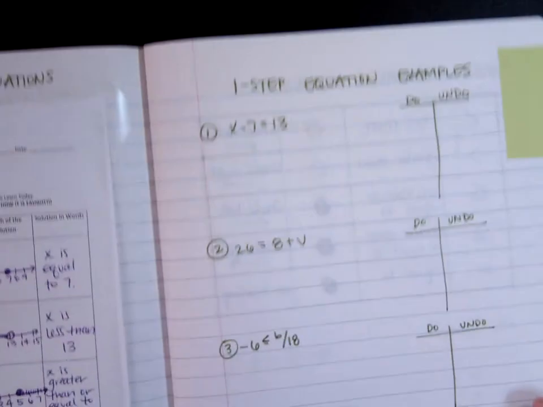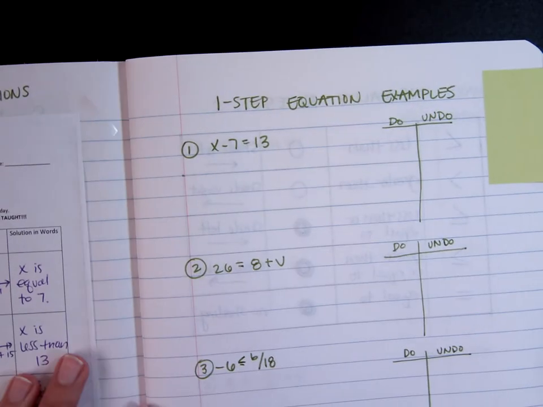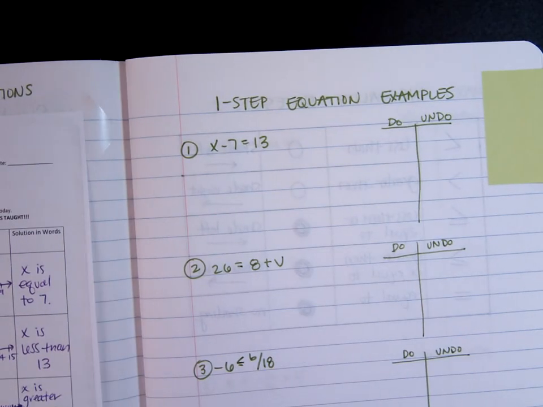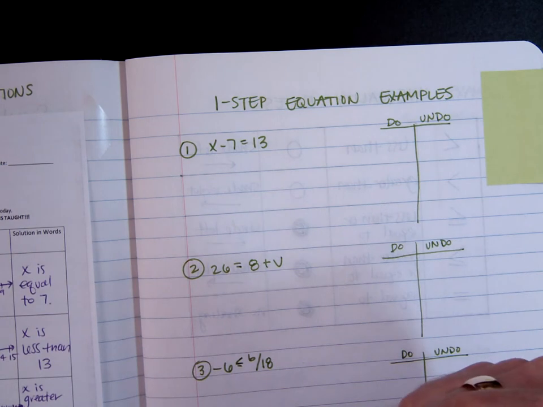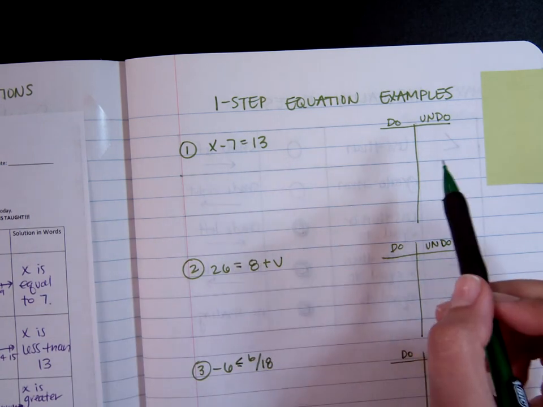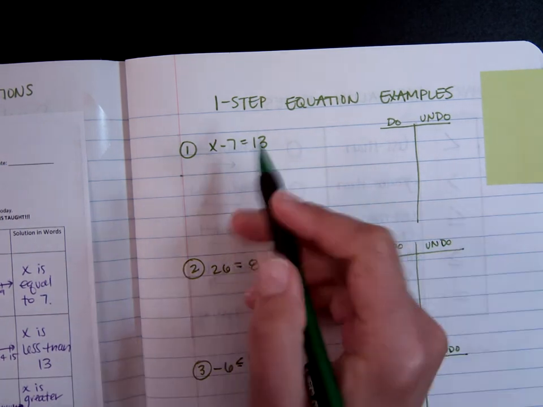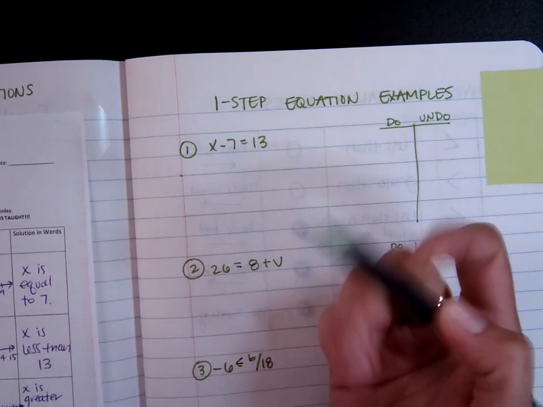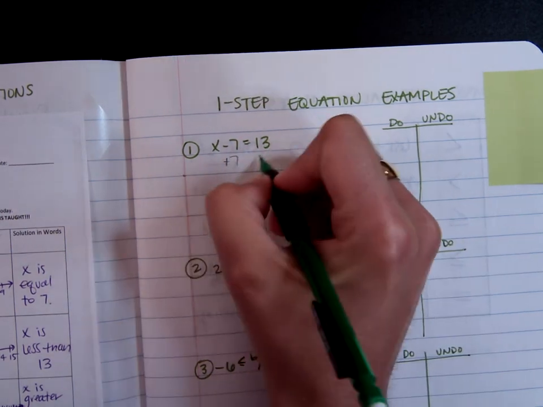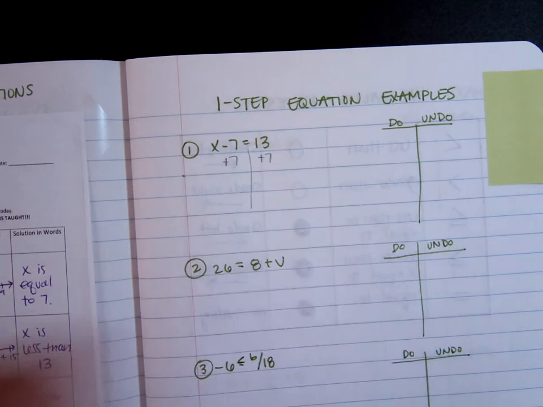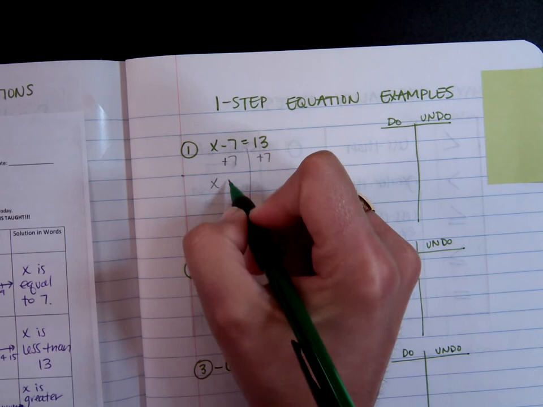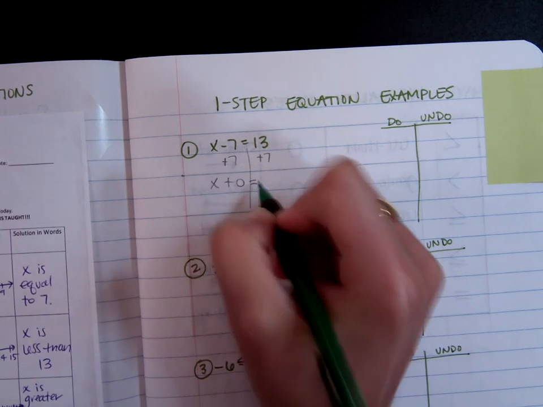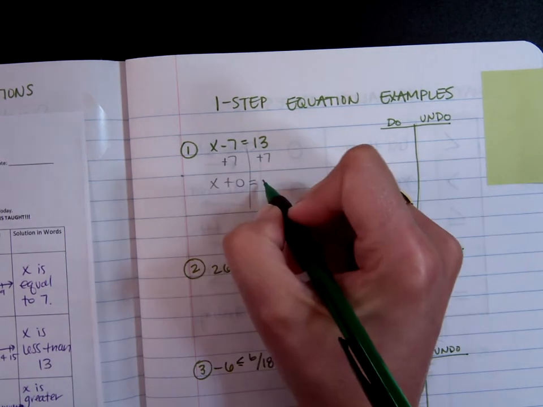Okay, flip it over to the one-step equation examples page. This is page 10 of your interactive notebook. Okay, we're going to do these problems. I'll do both methods, the do and the undo. Okay, first one, x minus 7, the opposite of minus 7 is plus 7 to both sides. Okay? So here I get x, negative 7 plus 7 is 0. And 13 plus 7 is 20.